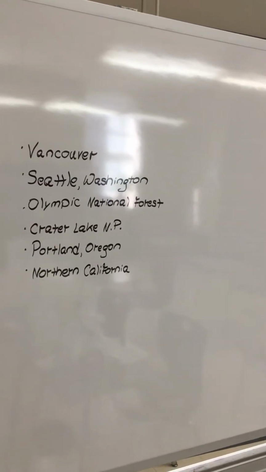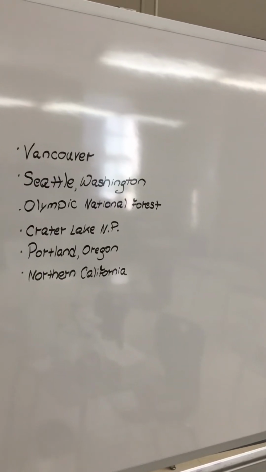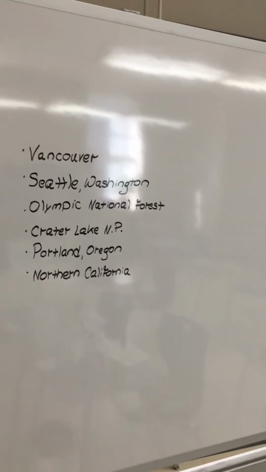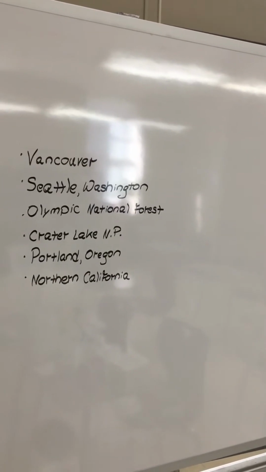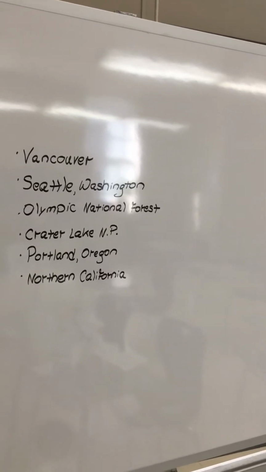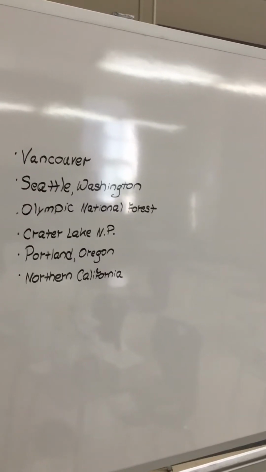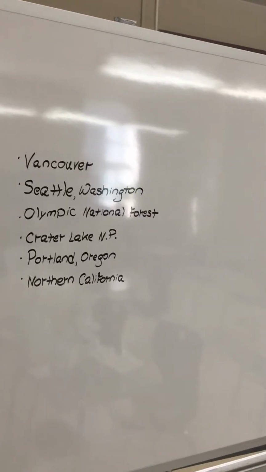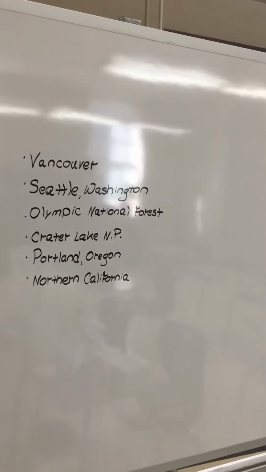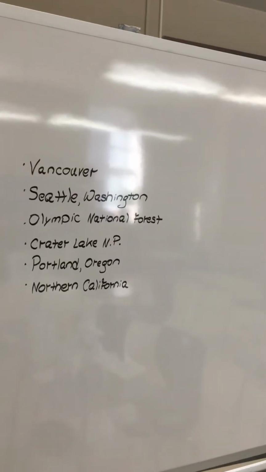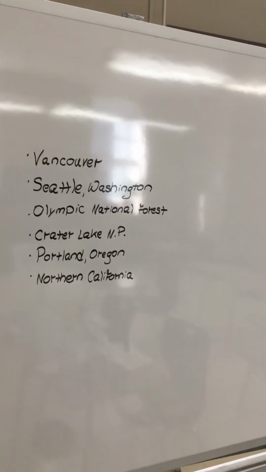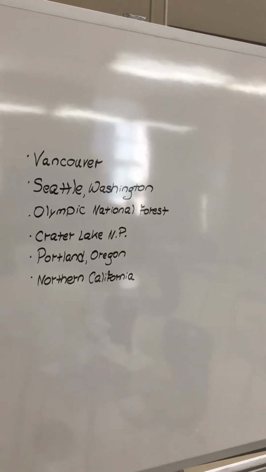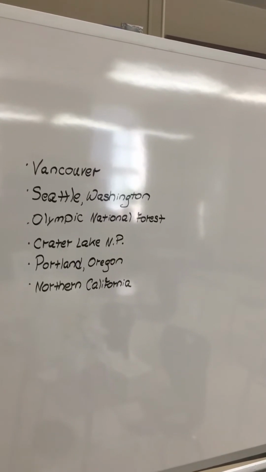Then you have Olympic National Forest when you get into Washington State. Olympic National Forest technically is a rainforest. Yes, we do have rainforest in the continental US. Olympic National Forest is green and mossy and ferny. It's actually beautiful, and it gets something like 150 inches of rainfall annually. So it is probably the wettest area on this list.